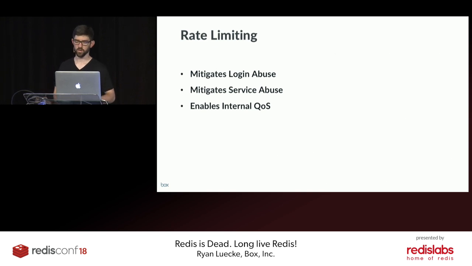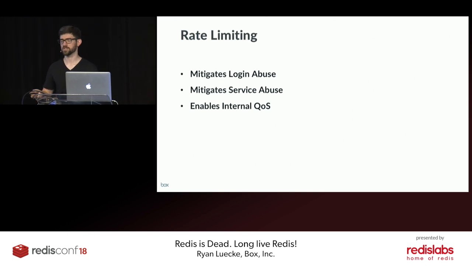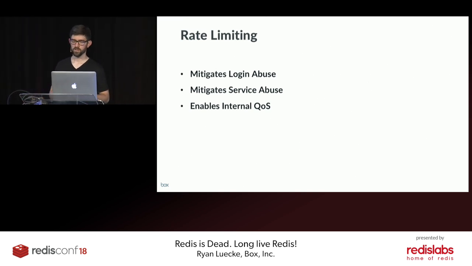One is to mitigate login abuse. So an attacker gets their hands on 100,000 usernames and passwords from some insecure database. They're going to run it against your site and try every username and password to see which ones have been shared across sites, some user that uses the same password everywhere. To mitigate against that, we need to limit or rate limit the attempts to log in that fail. And so we do that at Box with our rate limiters.